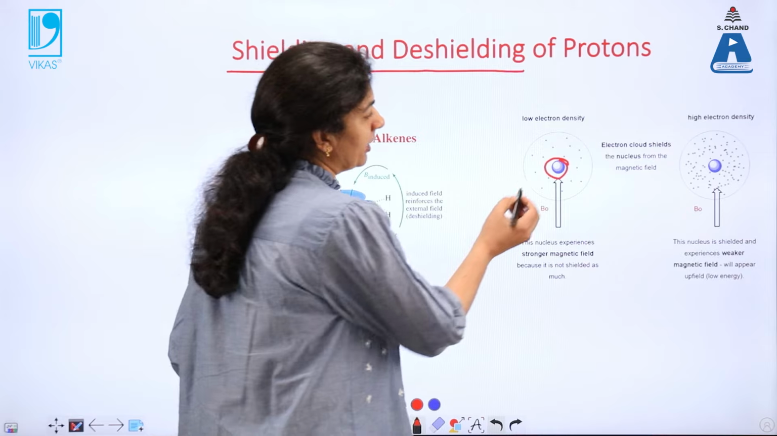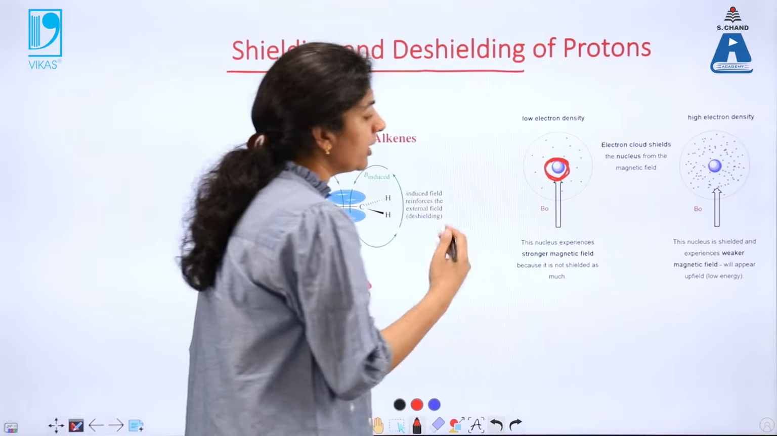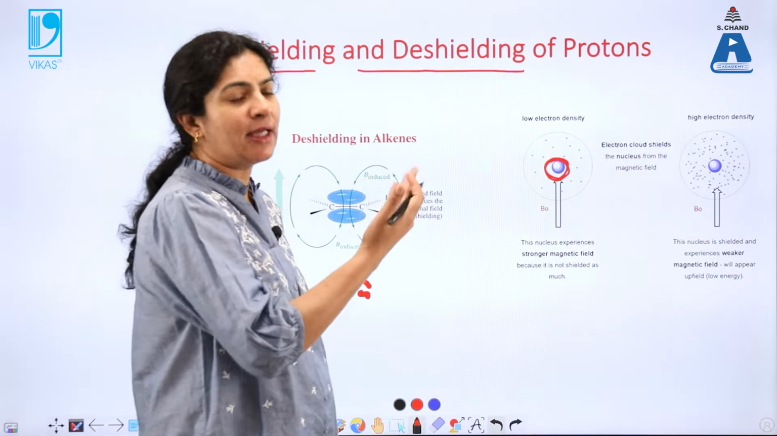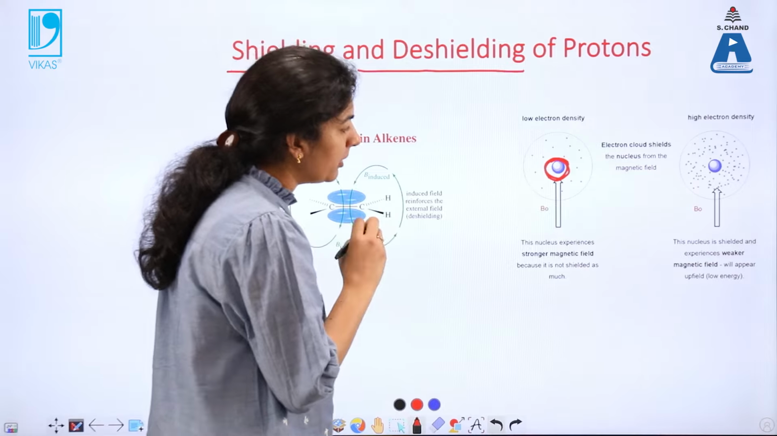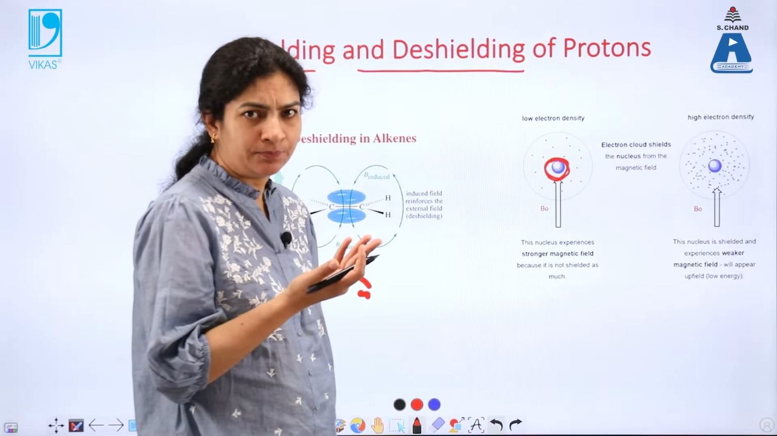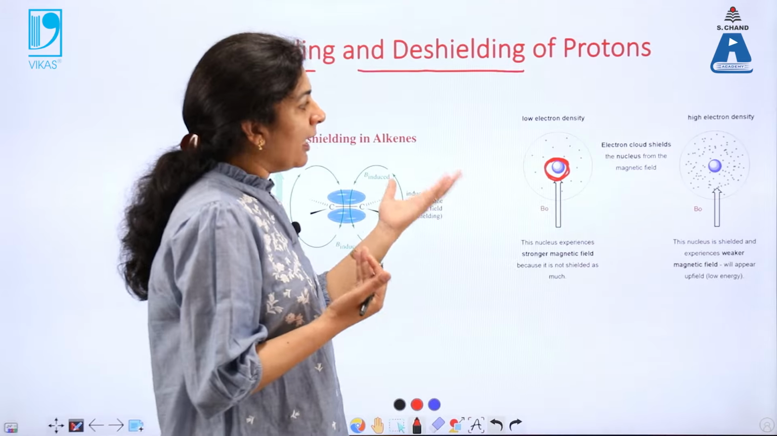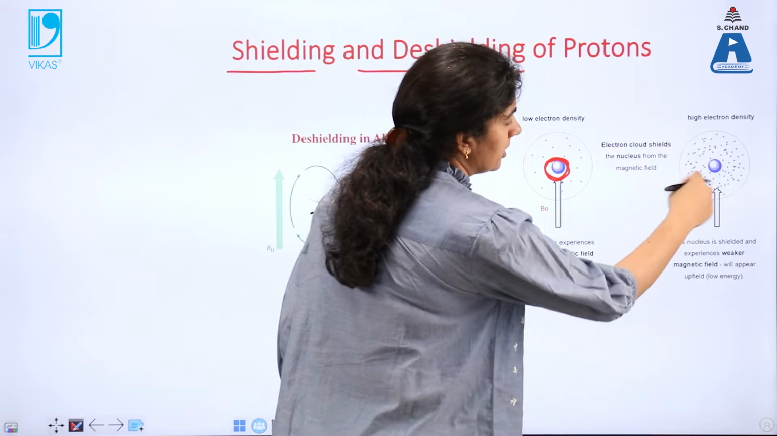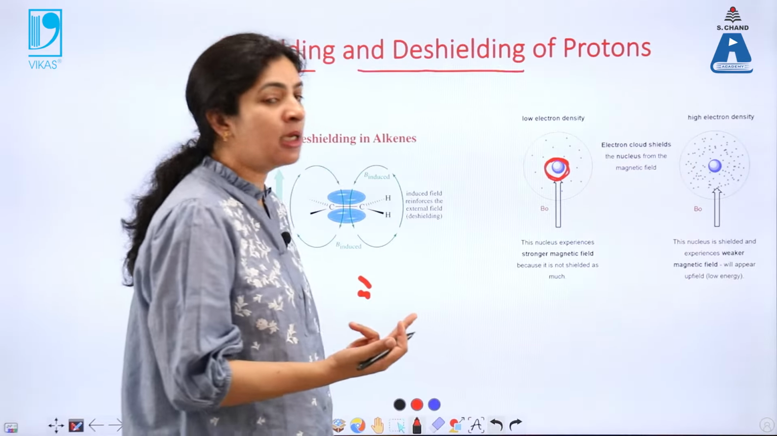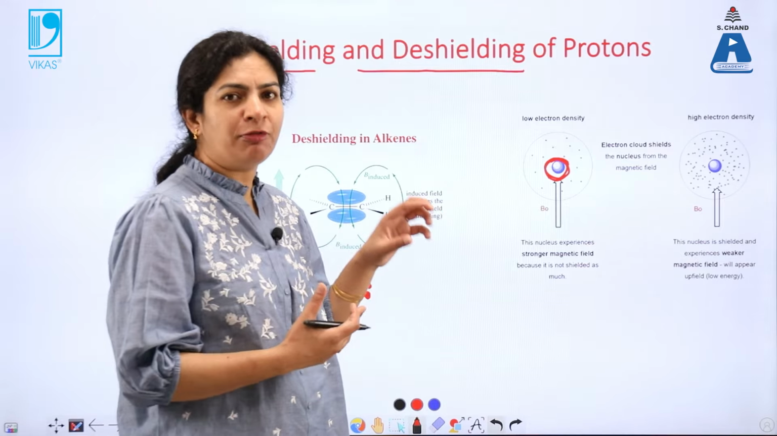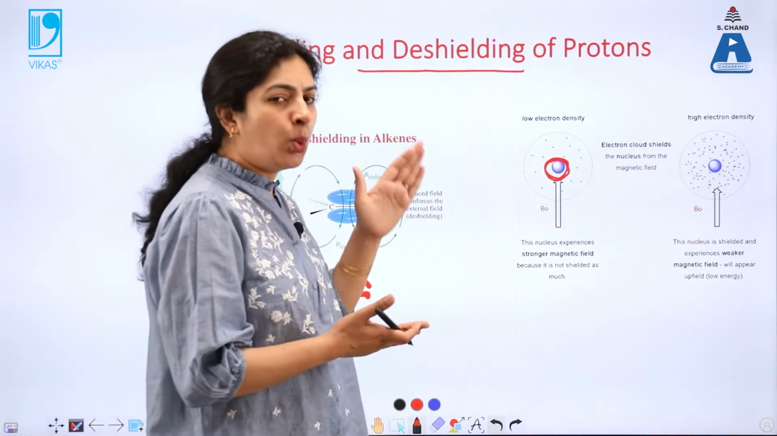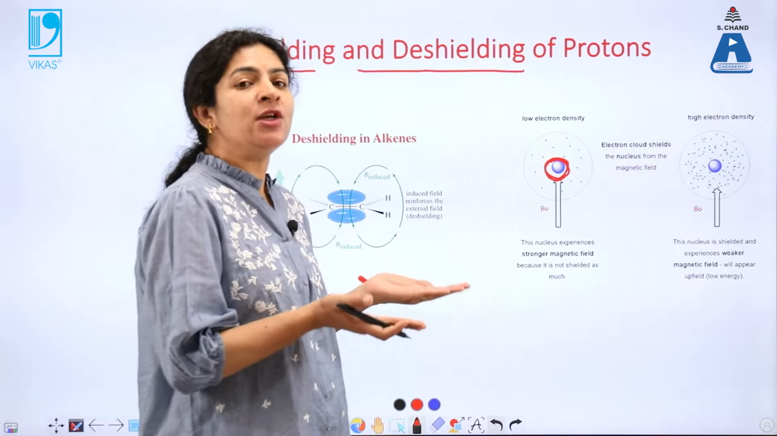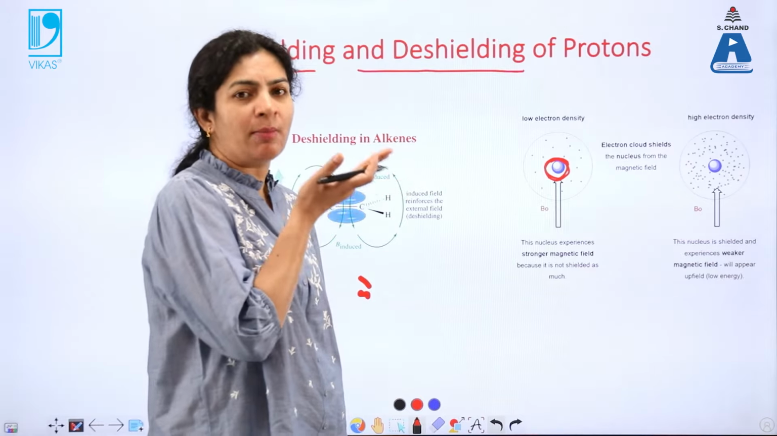As a result, the magnetic field which this nucleus will observe will be lesser than the applied external magnetic field, and this phenomenon is known as shielding. As the electron density increases in the surroundings of a particular nucleus, the strength of the magnetic field that it is going to experience will decrease. So what we will have to do is increase the strength of the external magnetic field.